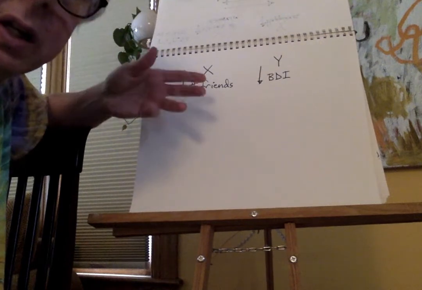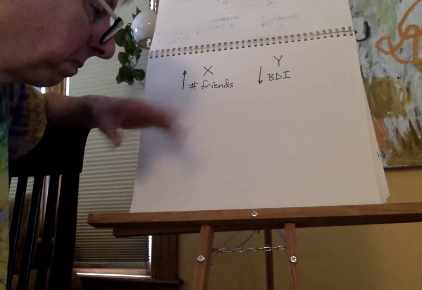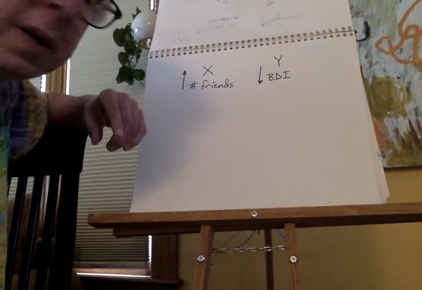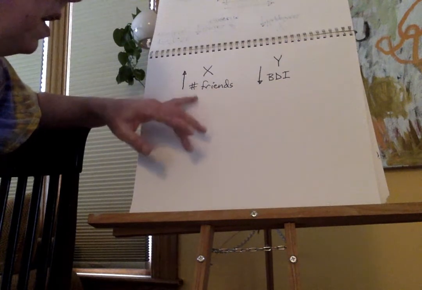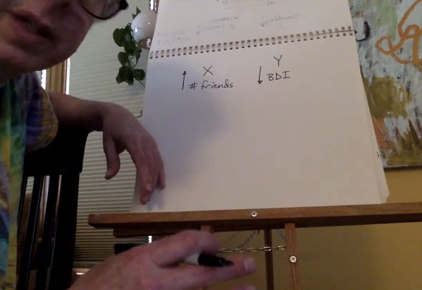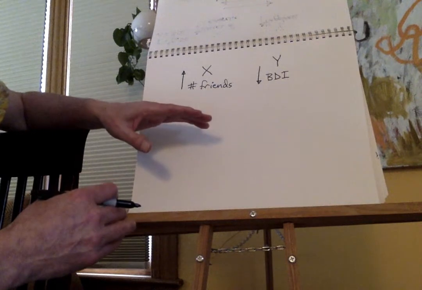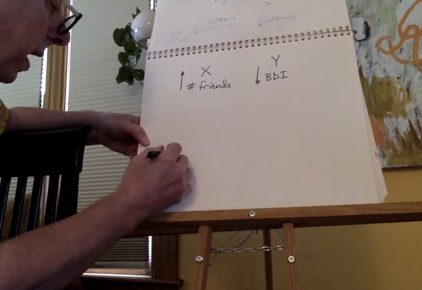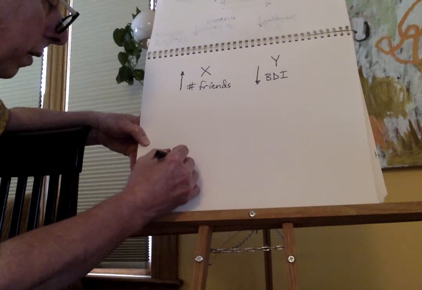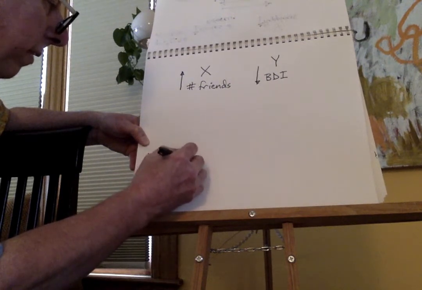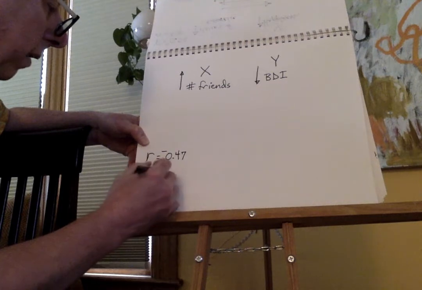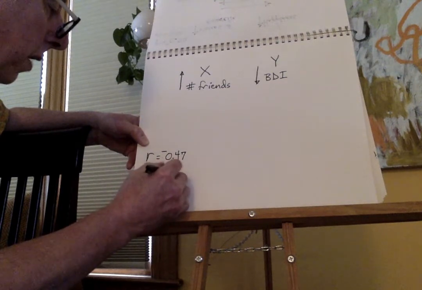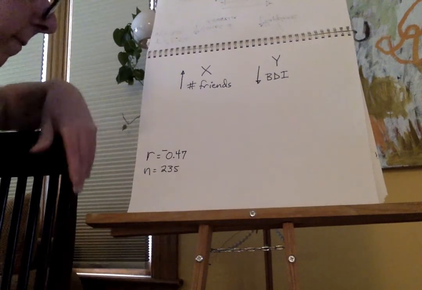It would be an interesting study to do, right? This is a kind of a good clinical psych study to do. But I would expect this. And let's, for the sake of argument, say that somebody did this study and they found that the Pearson's R value was negative 0.47, and they had 235 people in the study.